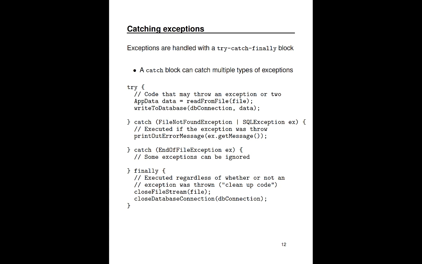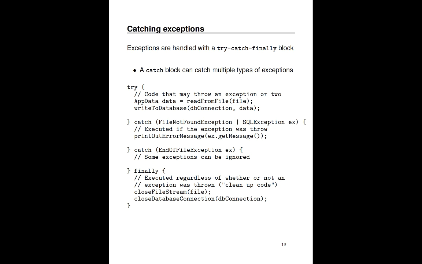Looking at that second catch block, we see that that will catch an end of file exception. And in this case, it might be okay that an end of file exception was thrown when the file was read, and so we just ignore it, right? We don't execute any code. But in that first catch block, we catch two types of exceptions, a file not found exception or an SQL exception. A file not found exception might be thrown by readFromFile, and then that SQL exception might be thrown by the write to database method.